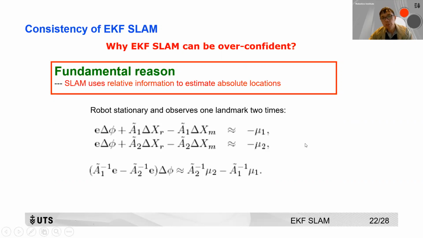We have more detailed analysis about this in the paper, and we talk about the stationary case. We also talk about when the robot moves to another point, but a similar thing happens because the Jacobians are evaluated at different positions, and these equations give us some wrong information. This makes the estimates overconfident.